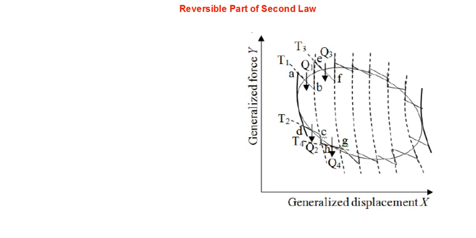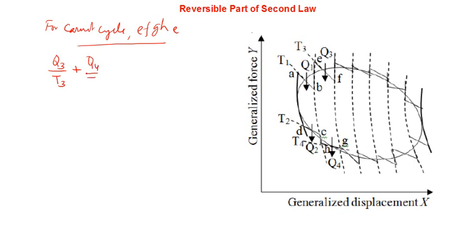So for the Carnot cycle, these are all small Carnot cycles: E, F, G, H, E. In the same way we have written the previous equation, I can write Q3 divided by the corresponding temperature T3 plus Q4 divided by the corresponding temperature T4, and that will be equal to 0. So let me say that this is my second equation.